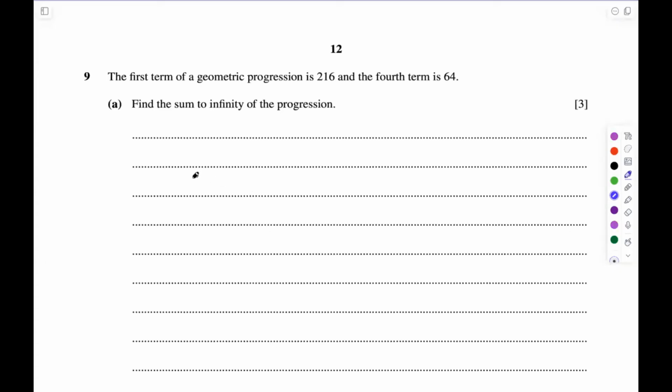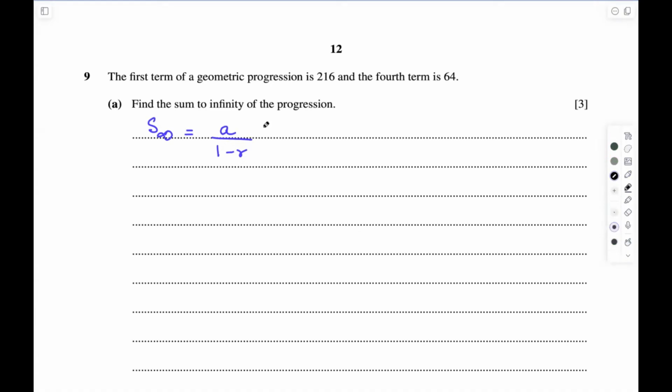In question 9, the first term of a geometric progression is 216 and the fourth term is 64. In part A, we have to find the sum to infinity of the progression. To find the sum to infinity, we use the formula a upon 1 minus r. So we need the values of a and the value of r, which is the common ratio.